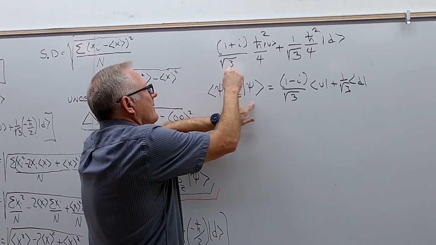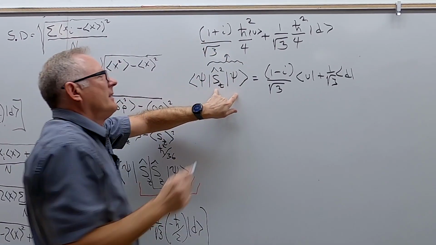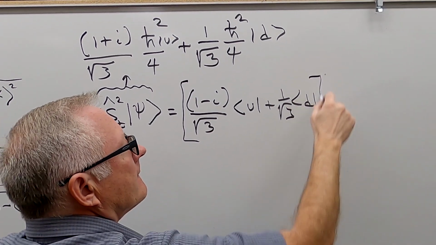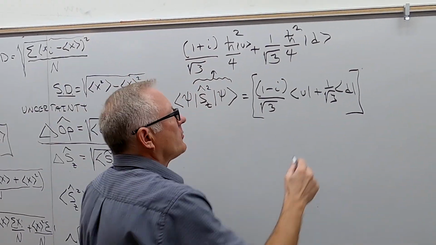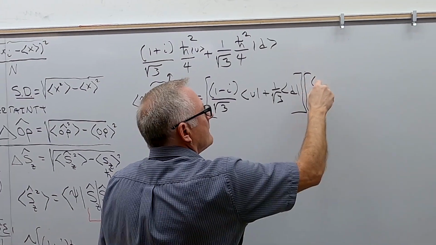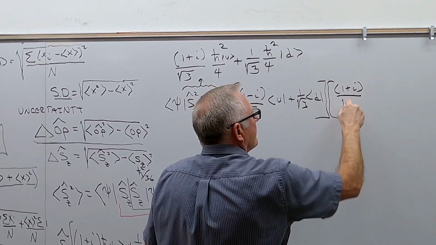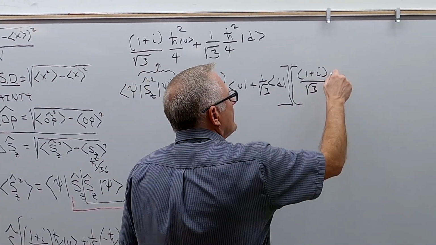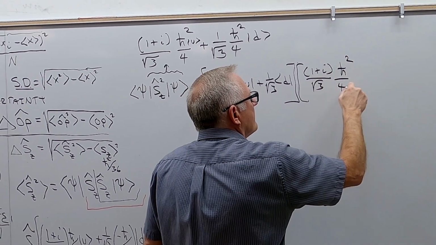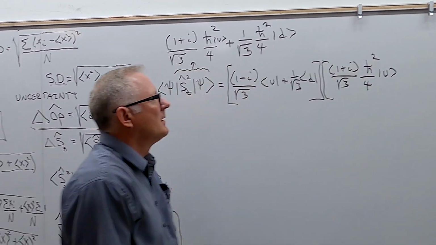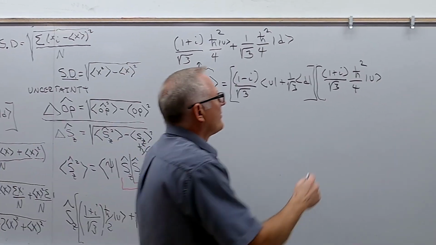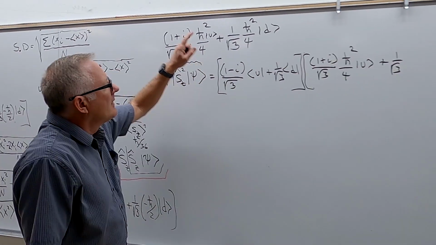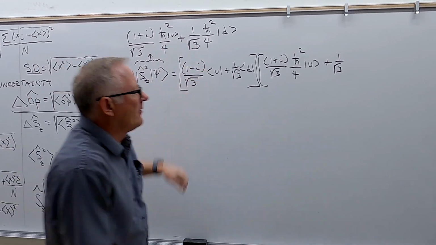But that right there is everything that was up there. So we have 1 plus i over the square root of 3, h bar squared over 4 up, plus 1 over the square root of 3, h bar squared over 4 down.